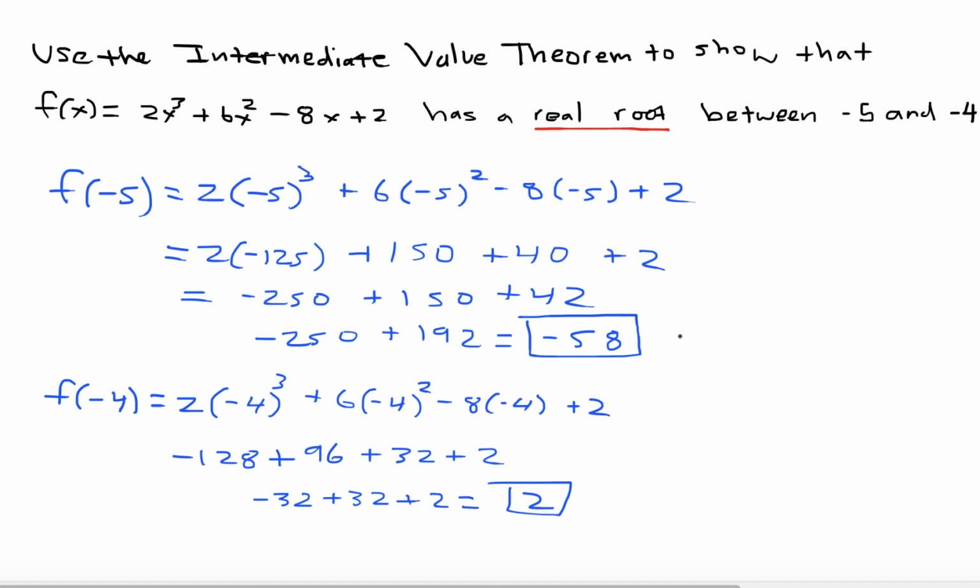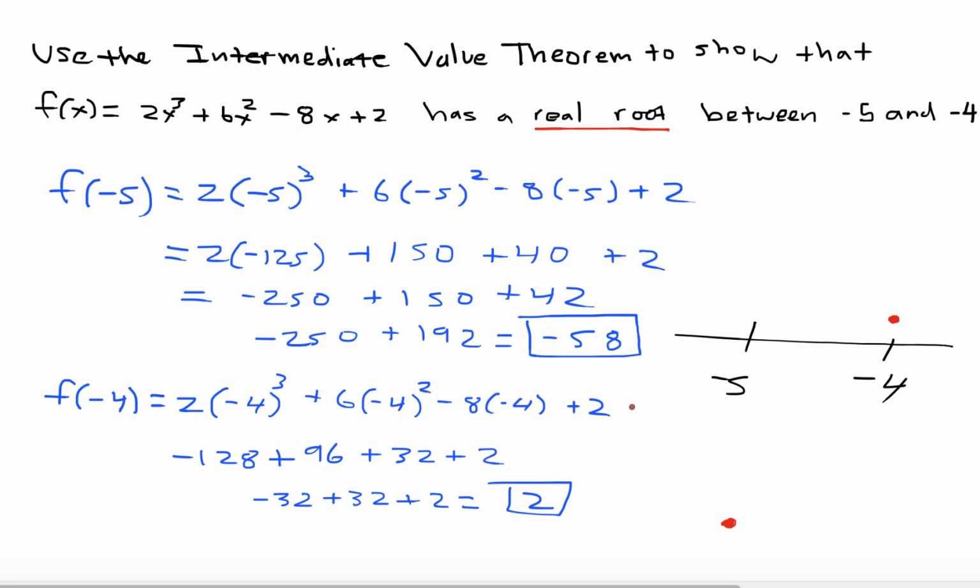Now, we don't need to sketch this out, but check this out. Here's -5, here's -4. At -5, the y value is -58, somewhere down here. I'm just eyeballing it here. But at f of -4, what is the y value? The y value is positive 2.